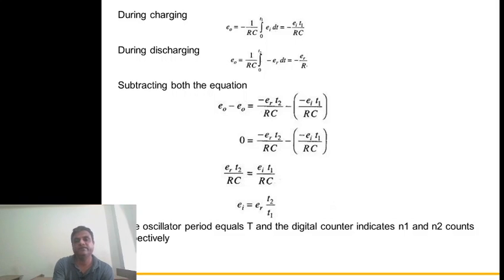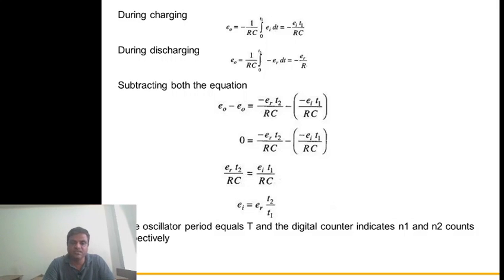Then they show the diagram. Charging time: E0 is minus 1 upon RC, which is a general equation, and so we write EI T1 upon RC. Then the discharging time. The comparator is switched from one state to another when the E0 charging duration and the discharging duration are equal. It means E0 minus E0 is equal to 0. So we put these values in, solve, and we get the value of EI equal to ER times T2 upon T1.